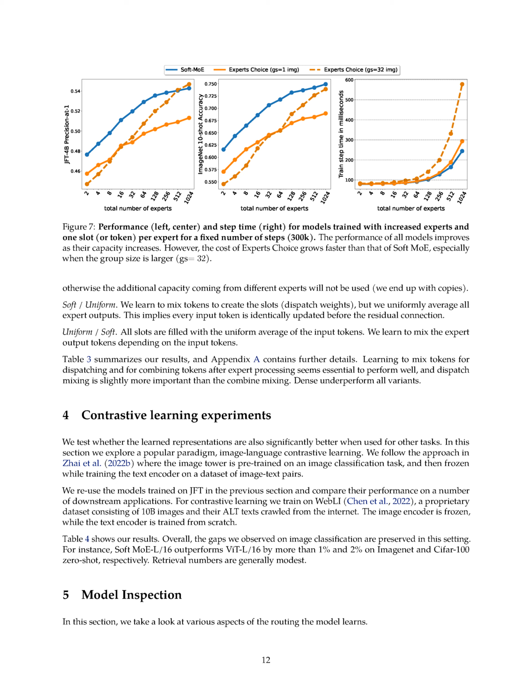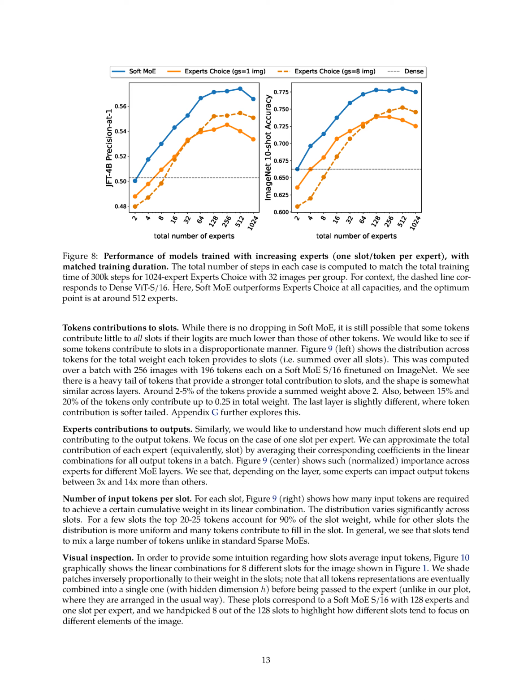Section 5 Model Inspection. In this section, we'll delve into the various aspects of the model's routing process. We're particularly interested in how different tokens contribute to slots. Even though there's no dropping in Soft MoE, it's still possible for some tokens to contribute minimally to all slots if their logits are significantly lower than those of other tokens. We're curious to see if some tokens disproportionately contribute to slots. We examine the distribution of the total weight each token provides to slots, which is the sum of the weights across all slots.